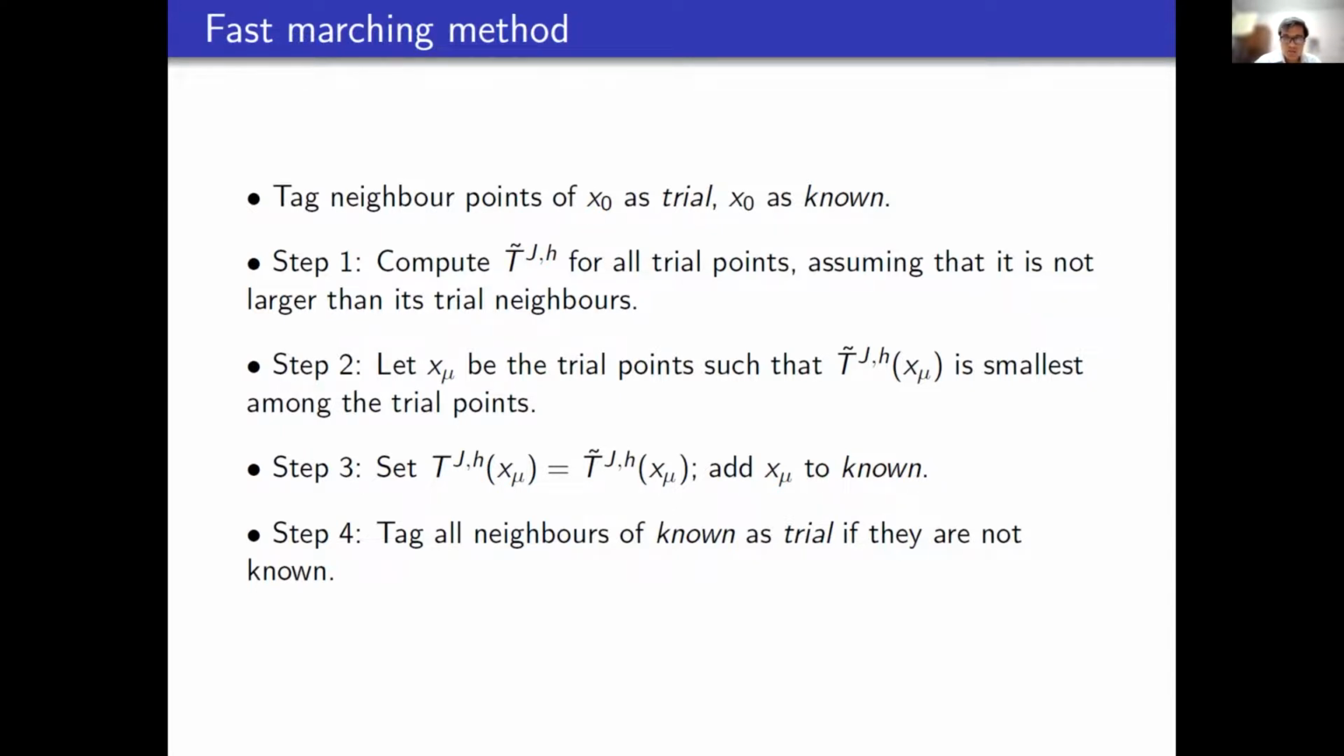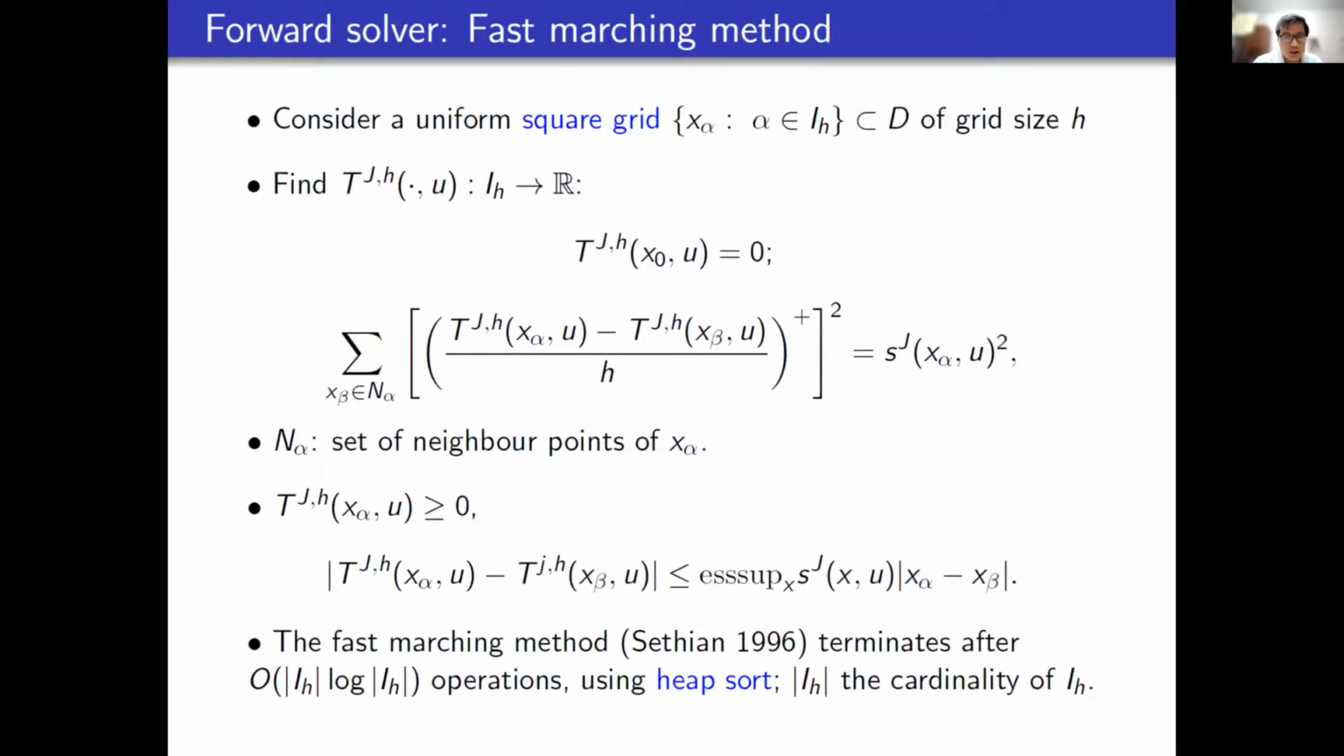So what you see is that if we use a heap sort, then the cost of solving this forward eikonal equation is just big O of the cardinality of the set of points at which we want to solve the forward equation, times log of the cardinality of that set. Okay, so actually you see that it is just the set of points at which we want to solve for the forward eikonal equation. And we can also derive the convergence rate for the forward solver.